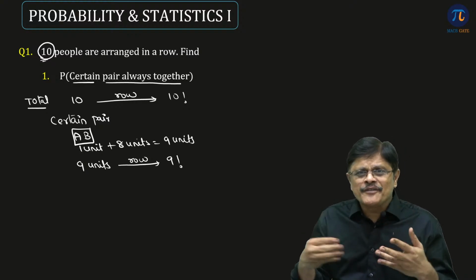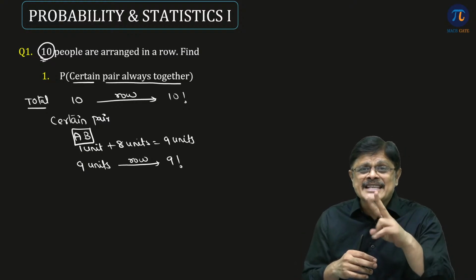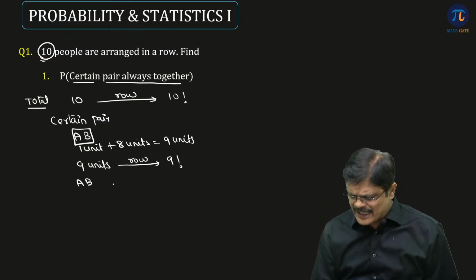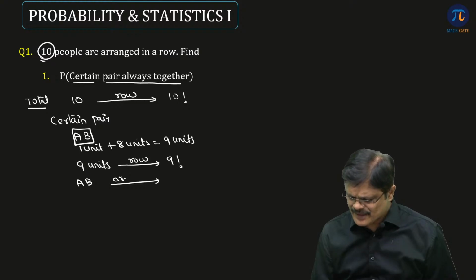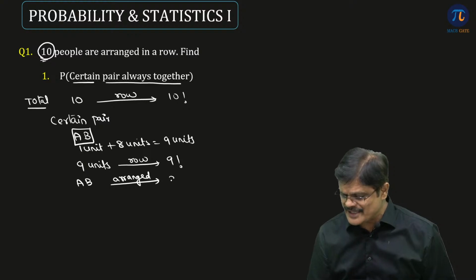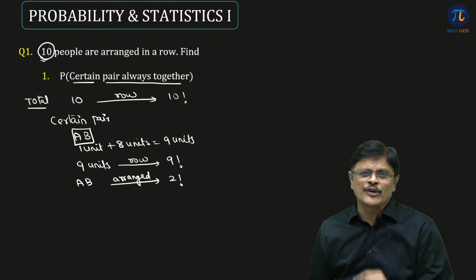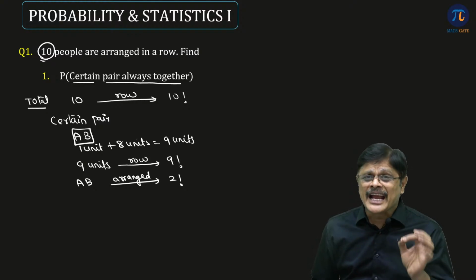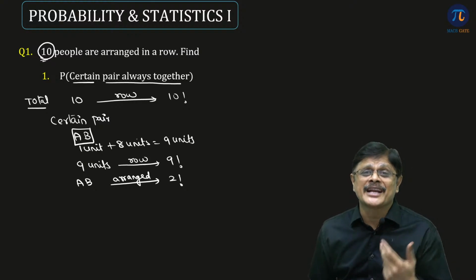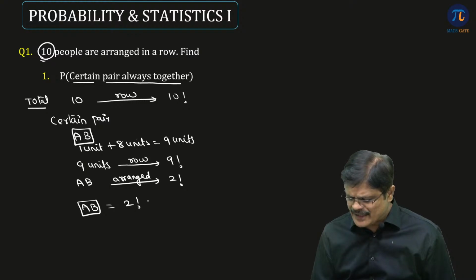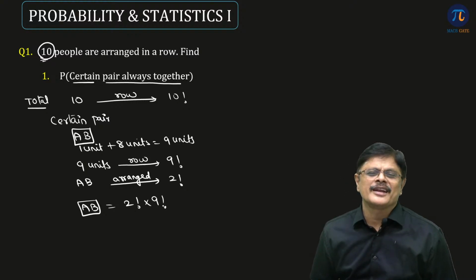So for each of these arrangements, we can arrange AB among themselves. That is, for each of these arrangements, AB can be arranged among themselves in how many ways? 2 factorial ways. So for each arrangement, there are 2 factorial arrangements. So for 9 factorial arrangements, how many arrangements of AB together are there? The number of arrangements in which AB are together is given by 2 factorial into 9 factorial.